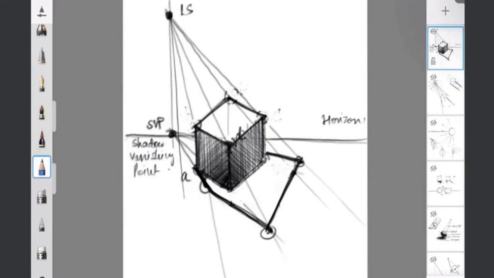So here we'll try shading this in a manner so that this part here, which is right next to the object, would be the darkest. And as we move out towards the boundaries, this keeps getting lighter.